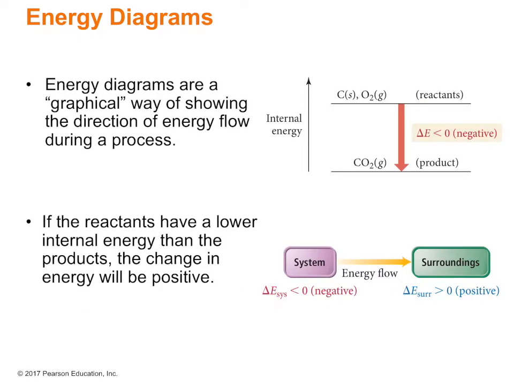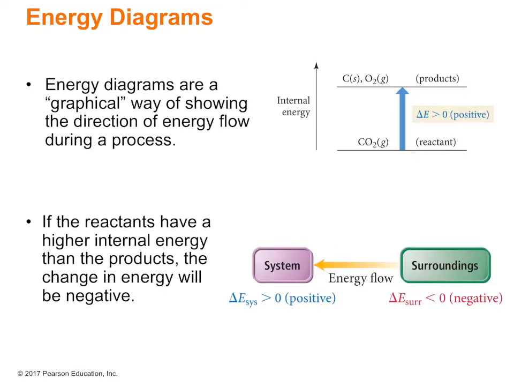Energy diagrams are a graphical way of showing the direction of energy flow during a process. If it's flowing opposite of the internal energy, it's going to have a negative total energy. If the reactants have a lower internal energy than the products, the change in energy will be positive. If the reactants have a lower energy than the products, it will be positive. In this case, the reactants have a higher energy than the products, therefore it's going to be negative.